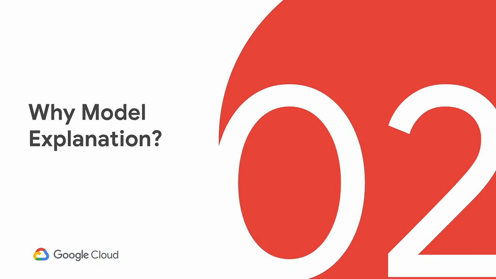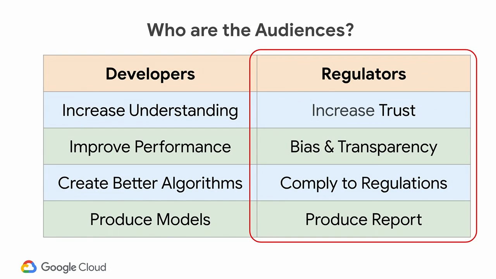Why do model explanation? When developers look at model explanation, we are typically looking at it from the perspective of understanding the model. Whereas when the regulators look at model explanation, they are trying to increase their trust in the model. These are completely different goals, and this is why I made this table, in order to make it clear what the two goals are. The developers look at model explanation to improve performance of the models, whereas regulators look at model explanation in order to reduce bias and increase transparency.